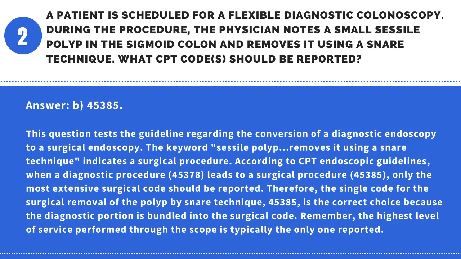45385. This question tests the guideline regarding the conversion of a diagnostic endoscopy to a surgical endoscopy. The keywords sessile polyp, removes it using a snare technique, indicate a surgical procedure. According to CPT endoscopic guidelines, when a diagnostic procedure, 45378, leads to a surgical procedure, 45385, only the most extensive surgical code should be reported. Therefore, the single code for the surgical removal of the polyp by snare technique, 45385, is the correct choice because the diagnostic portion is bundled into the surgical code. Remember, the highest level of service performed through the scope is typically the only one reported.